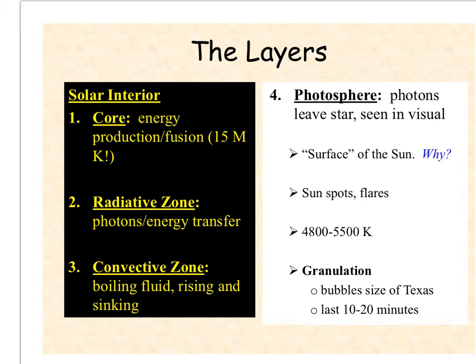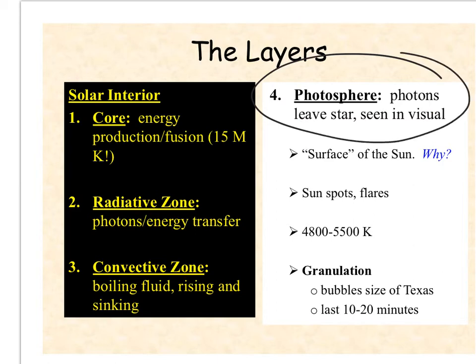We can think about that as being like boiling water in your home. This is an area of boiling fluids that are rising and sinking as a result of those high energy photons traveling from the core through the radiative zone to the convective zone. Once they leave the convective zone, then we can see the photosphere. And the photosphere is what we call the surface of the sun. So this is where we have photons that leave the star, and we call this the surface because this is the only portion of the sun whose black body peak curve is in the visual portion of the spectra, and it happens to be in the yellow portion of the spectra.